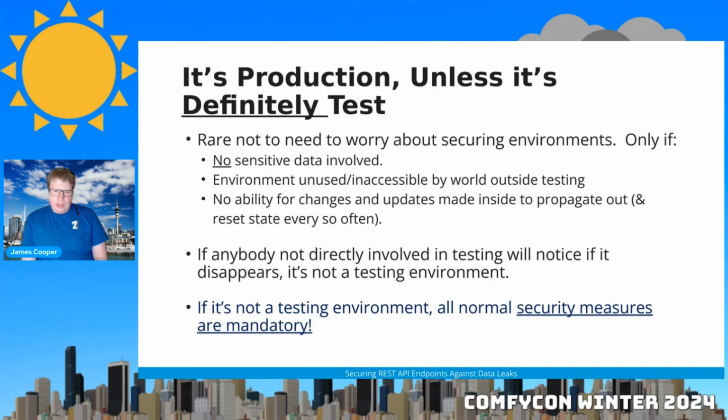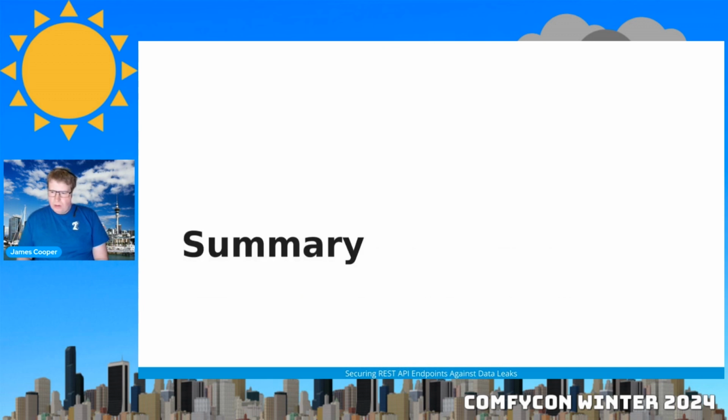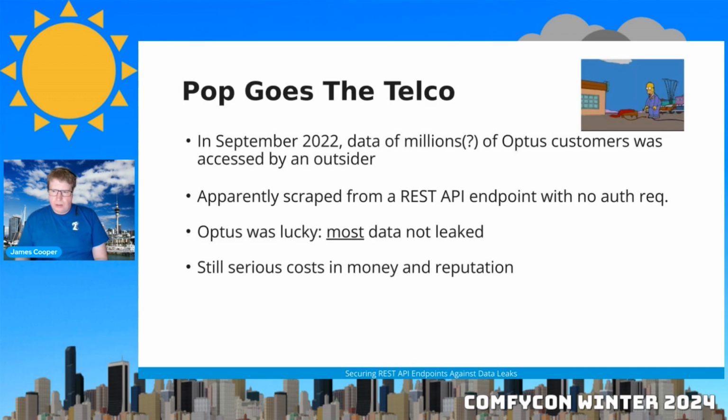So basically, if there's any sensitive data involved, and if anybody not directly involved in the testing process is going to notice if the environment disappears, it's not a testing environment. I mean, if marketing or finance, say, are somehow depending on a test environment for some business process, then that's a production environment whether you like it or not. And if it's not a testing environment, then all normal security measures are absolutely mandatory, because who knows what can go wrong.